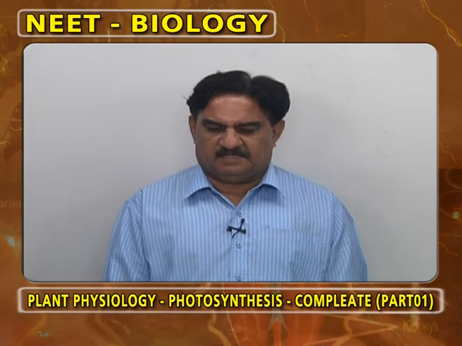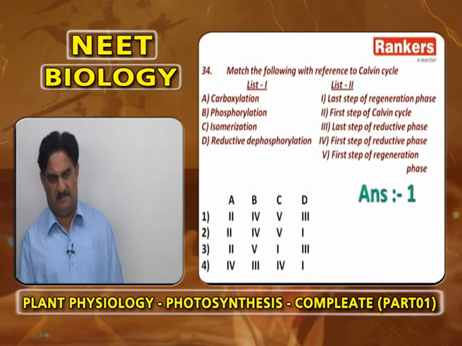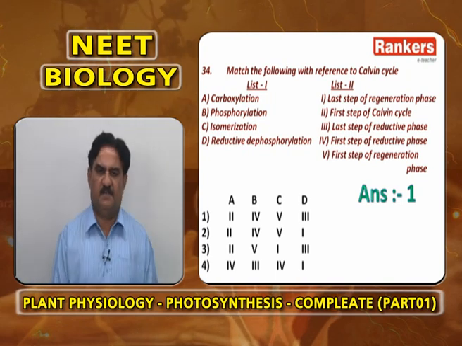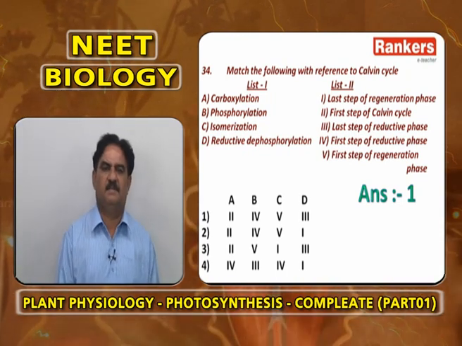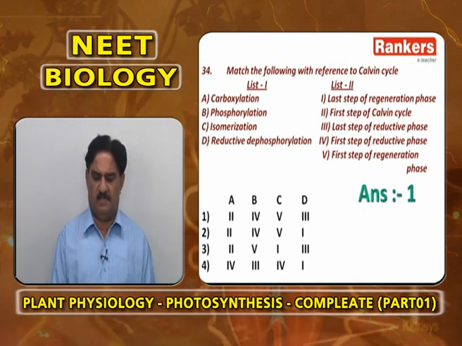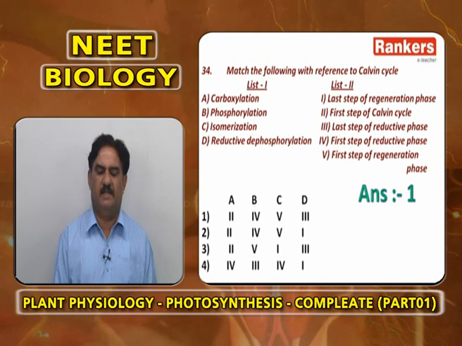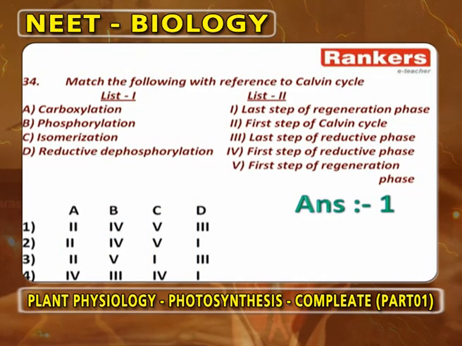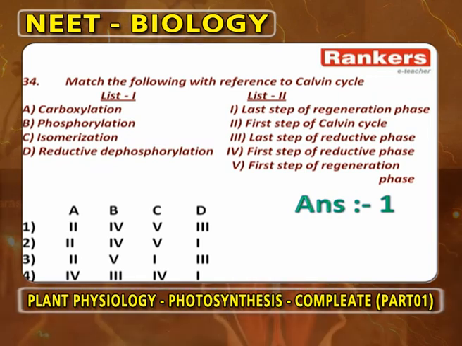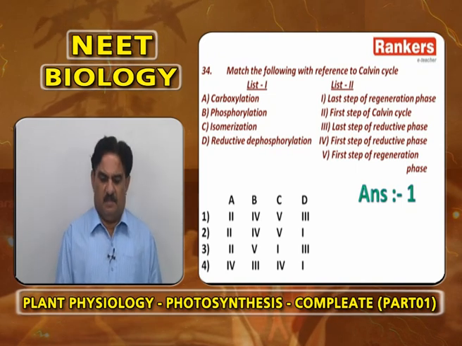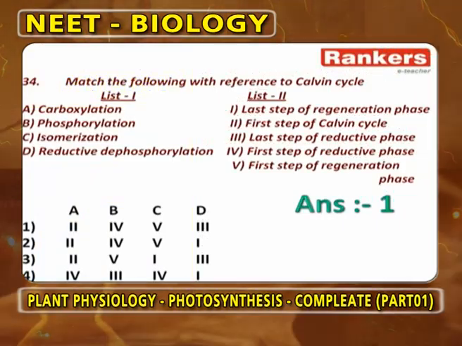C5, isomerization, first step in regeneration phase. The first step in regeneration phase is conversion of glyceraldehyde 3-phosphate into dihydroxyacetone phosphate. Two glyceraldehyde 3-phosphate get isomerized to form DHAP. Next, D3, reductive dephosphorylation, last step of reductive phase. So, A2, B4, C5, D3. First option.